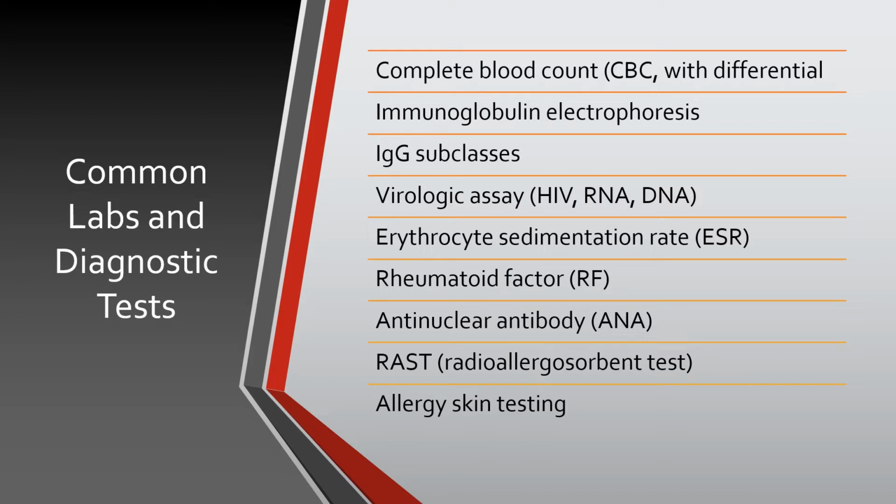Erythrocyte sedimentation rate, or ESRs, are going to help with our immune disorders. Rheumatoid factor might help with our juvenile idiopathic arthritis. The ANA, or anti-nuclear antibody, may help detect juvenile idiopathic arthritis or systemic lupus. Our RAST, you've probably heard of, is that skin test to help with asthma or food allergies, and then allergy skin testing, again, for allergic rhinitis or possibly asthma.